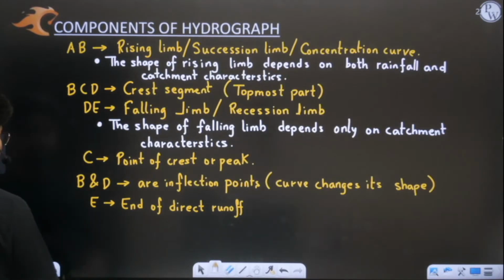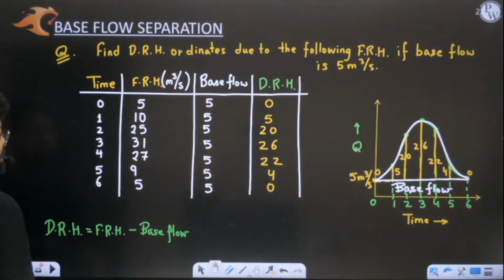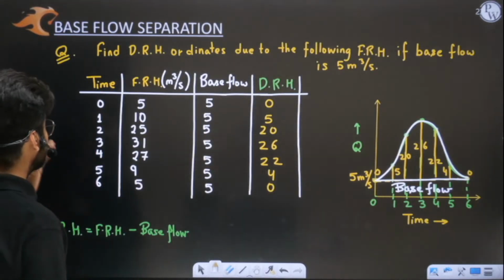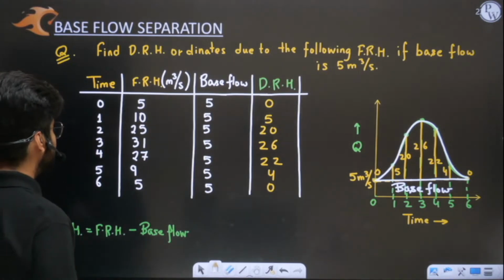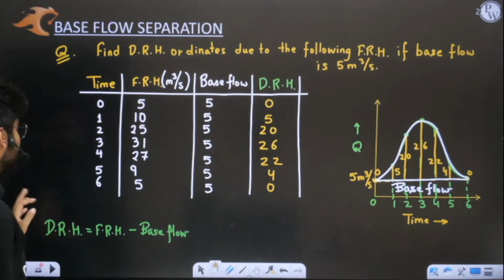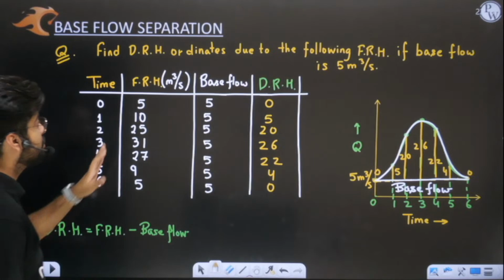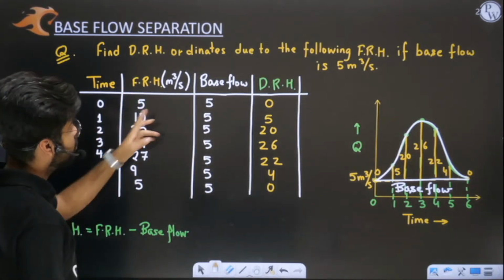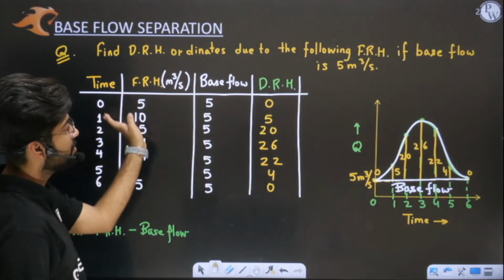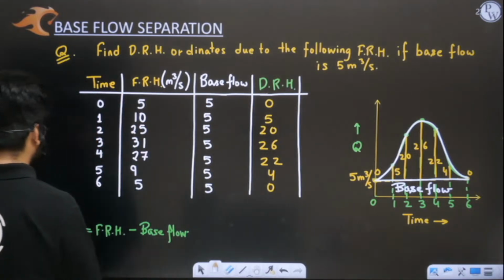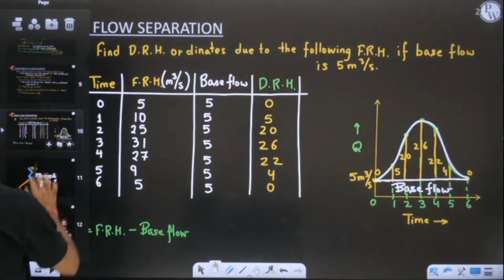All these things we have already discussed yesterday, and at last we solved one question. We discussed what DRH was, nothing but FRH minus base flow. FRH data was given to us in the question and a constant base flow of 5 was given to us. We subtracted and got the DRH values. So I hope this is clear to you.